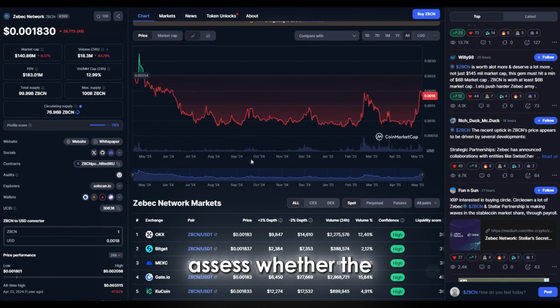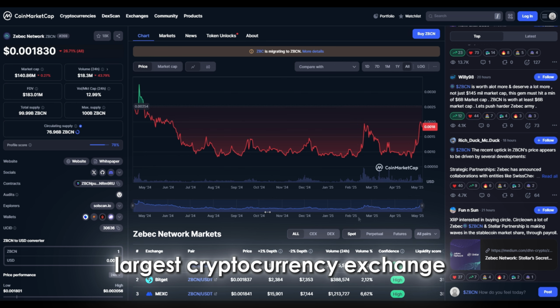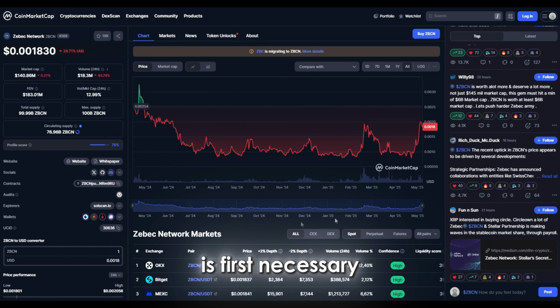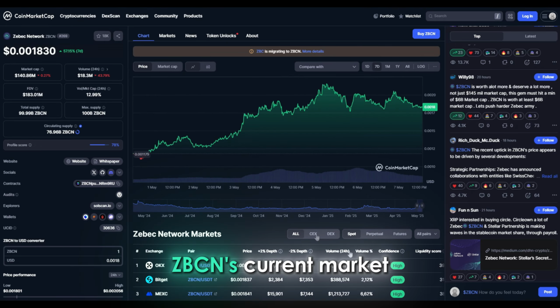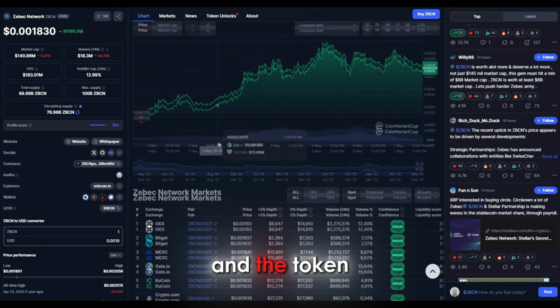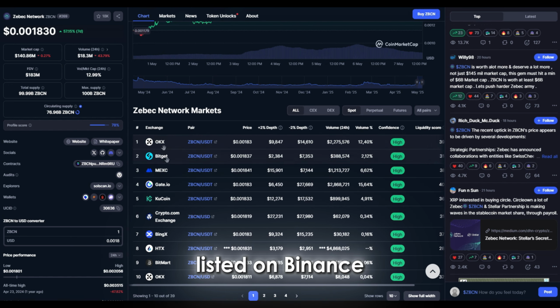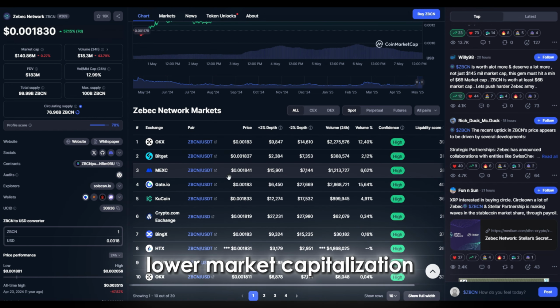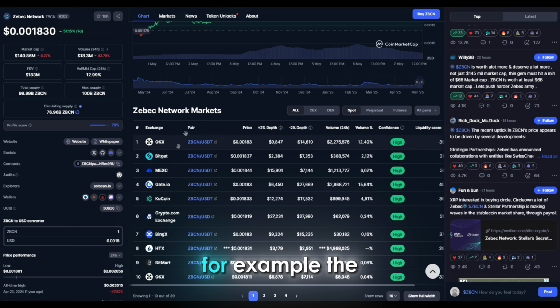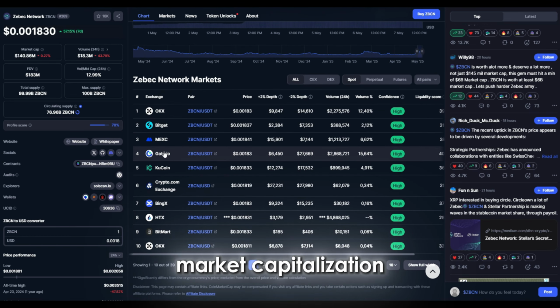In order to assess whether the Zebec network token can be listed on the world's largest cryptocurrency exchange like Binance, it is first necessary to compare the current data with the status of similar coins. ZBCN's current market capitalization is around $140 million, and the token is not yet listed on Binance. However, there are some tokens that are listed on Binance despite having a lower market capitalization than ZBCN. For example, the ARKM token is listed on Binance despite having a market capitalization of around $114 million.